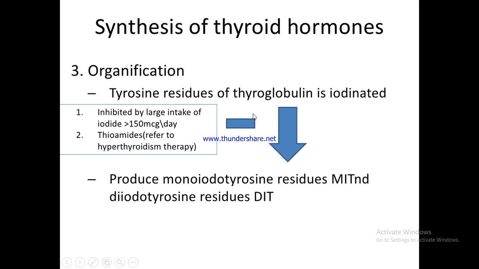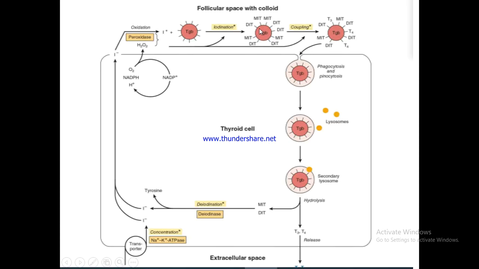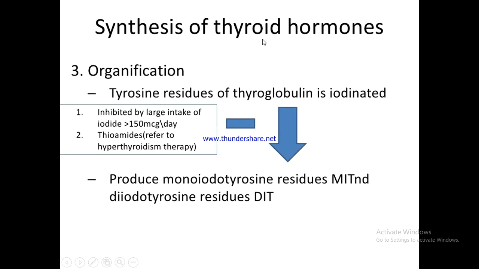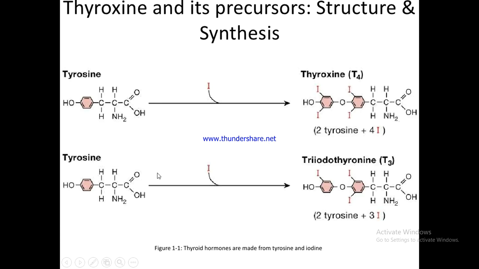residues of thyroglobulin, and these tyrosine residues, multiple tyrosine residues upon the thyroglobulin molecule, which has about 115 residues on one molecule, these residues step by step get iodinated and produce monoiodotyrosine residues MIT and diiodotyrosine residues DITs. Now this tyrosine molecule, this is the basic biochemical structure of the tyrosine molecule, which is the main precursor of thyroid hormone.